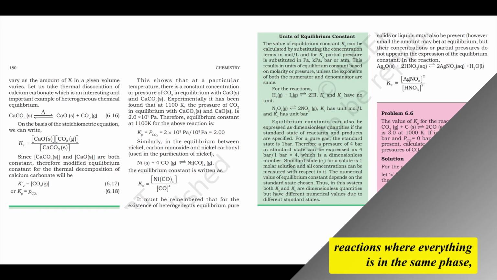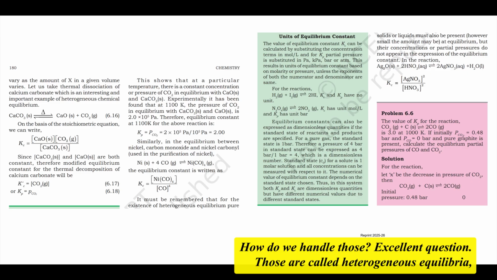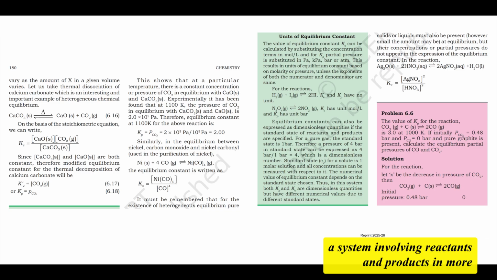So far, we've talked about reactions where everything is in the same phase, homogeneous equilibria, they call them. But what about reactions involving different phases, like solids reacting with gases or liquids involved? How do we handle those? Excellent question. Those are called heterogeneous equilibria. A system involving reactants and products in more than one phase, for example, a solid decomposing to produce a gas and another solid, or a solid dissolving in a liquid, is a heterogeneous equilibrium.